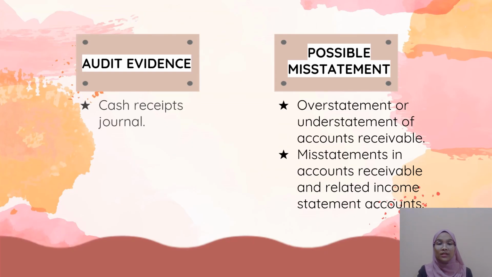The audit evidence related to the substantive test is the cash receipt journal, and the possible misstatement that might happen is overstatement or understatement of accounts receivable and misstatements in accounts receivable and related income statement accounts.